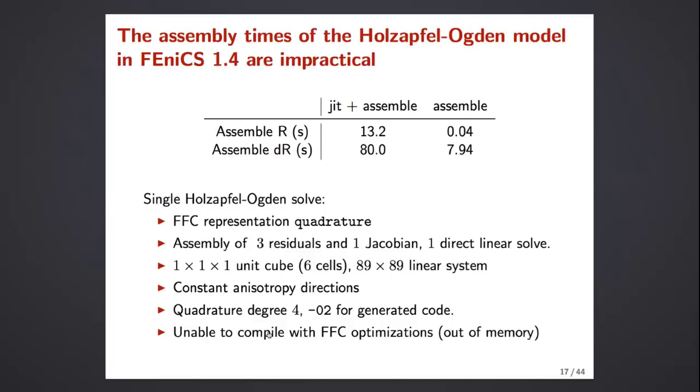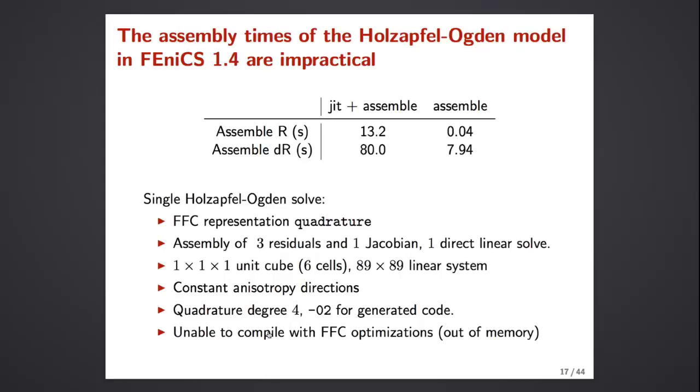These timings and numbers are for the quadrature representation. I reduced the quadrature degree to 4. It's a single solve of this whole sub-Ogden model. And I've limited the number of Newton iterations to 1. So essentially it will do 3 evaluations of the residual R and 1 evaluation of the derivative, DR.